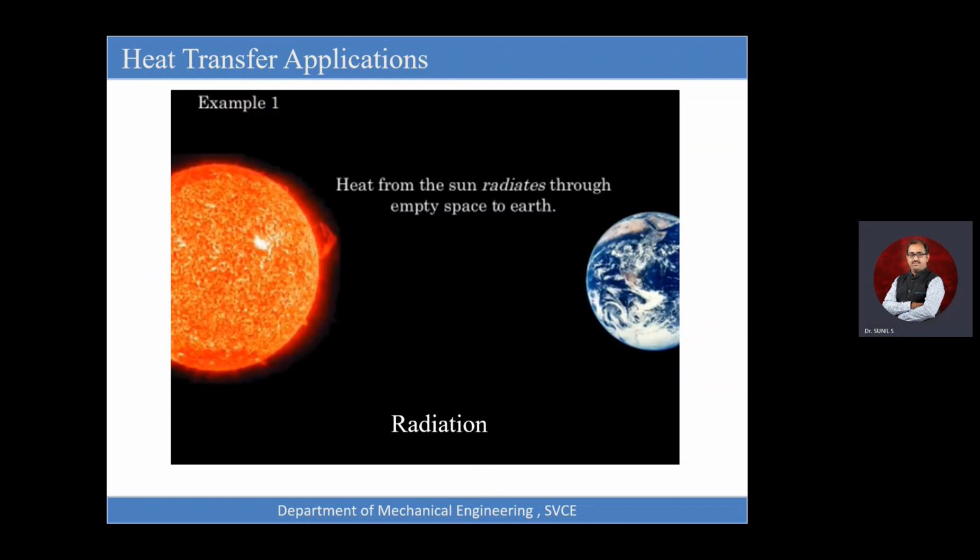You can see one example I have quoted here. Heat from the sun radiates through empty space, through the vacuum, to the earth. There is no other mode here. We don't have any series of metal rods which are carrying heat. We don't have a direct air medium connecting earth and sun, but still we are getting heat in the form of electromagnetic waves. This mode of heat transfer, we call radiation. So we just needed to discuss the definition, and we give some examples for better understanding. Here, we have completed conduction and radiation.